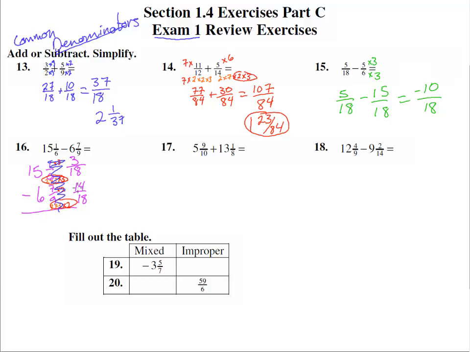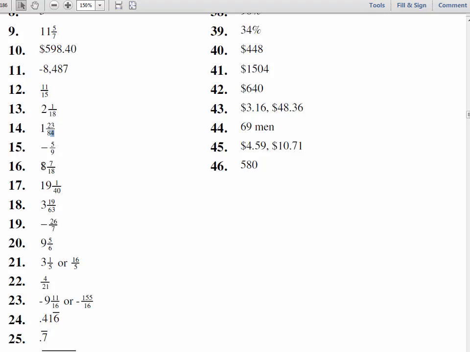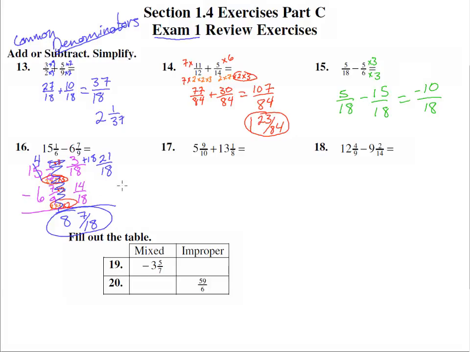3 18ths minus 14 18ths, we can't do that. Now we have to borrow. So that gets cut down to a 4. And 1 whole is how many 18ths? It is 18 of them. So we now have 21 18ths. 21 18ths minus 14 18ths is 7 18ths. 14 minus 6 is 8. So that's where we get 8 and 7 18ths. Let's check our answer. 8 and 7 18ths.